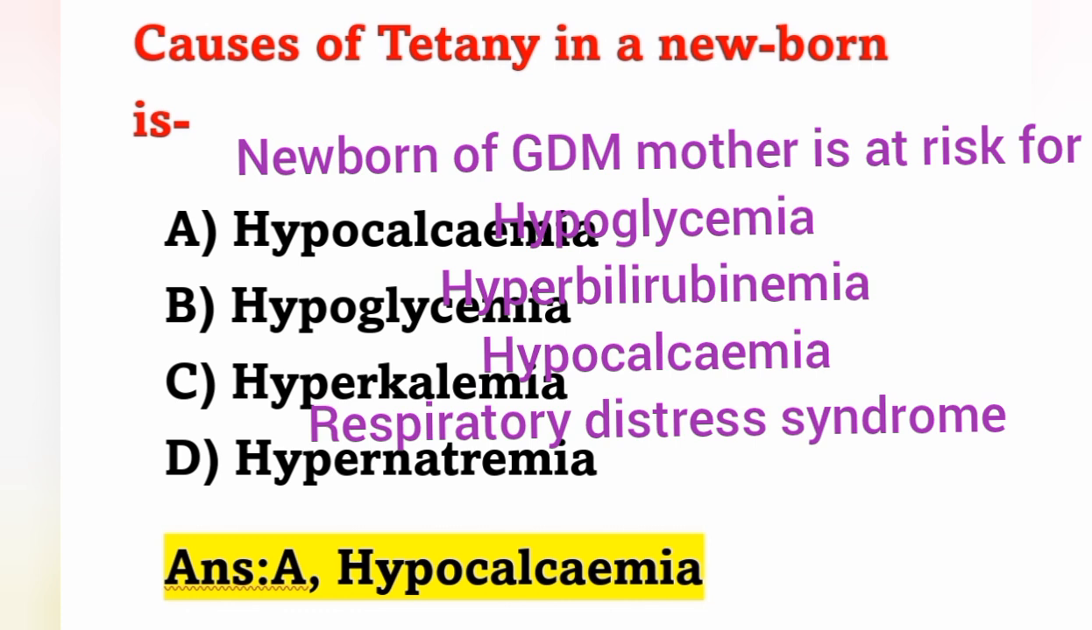Here the important point is the newborn of GDM, gestational diabetes mother, is at risk for hypoglycemia, hyperbilirubinemia, hypocalcemia and respiratory distress syndrome. So the baby born with hypocalcemia is one of the complications of gestational diabetes mellitus.